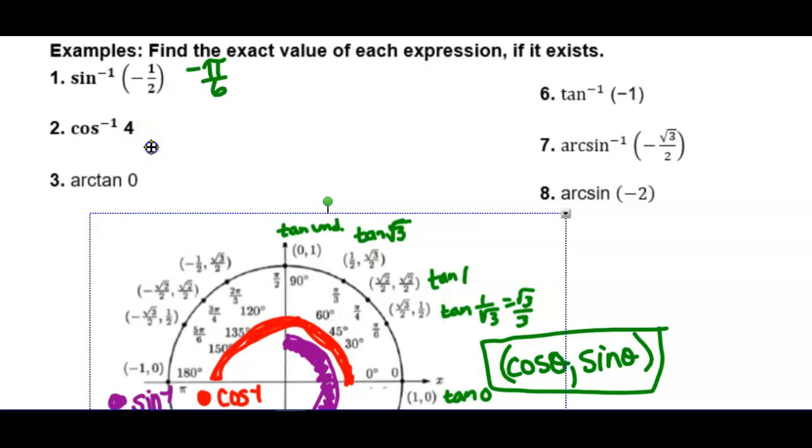Number 2 says, where's the cosine for? Cosine cannot be more than 1 or less than negative 1, so this is not possible.